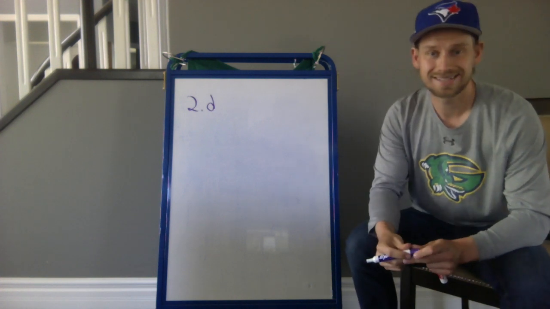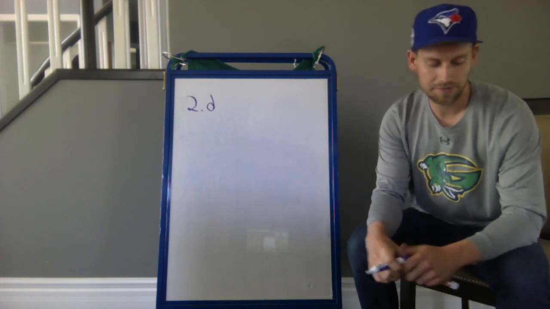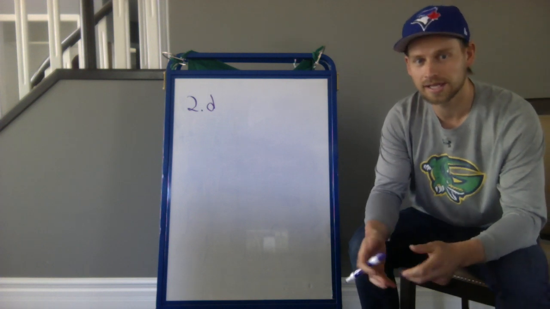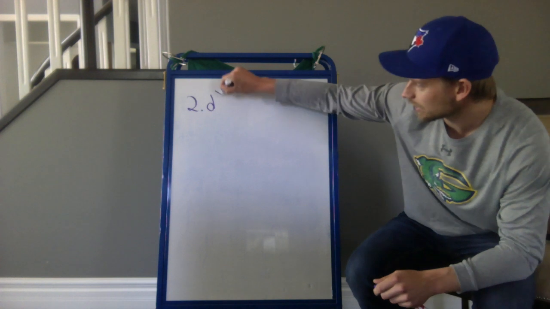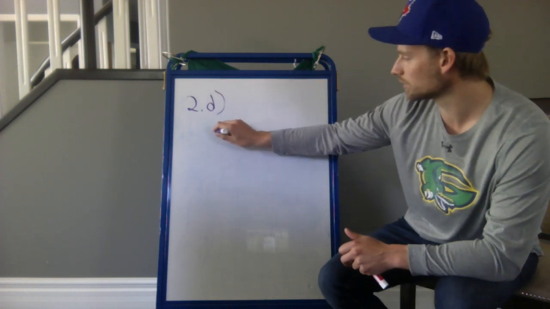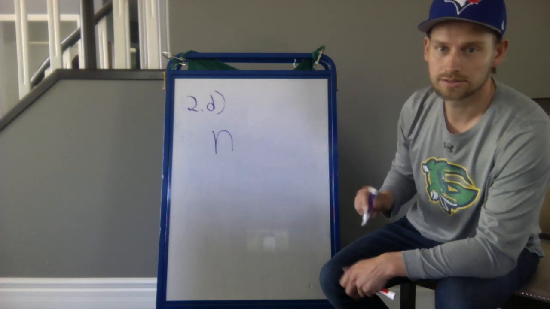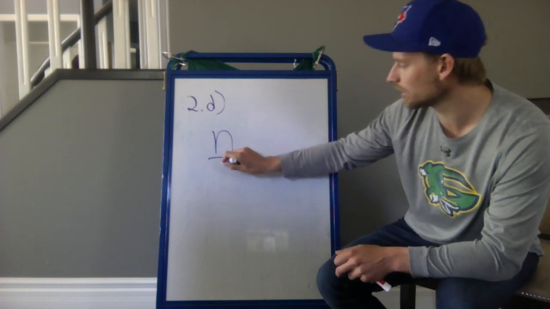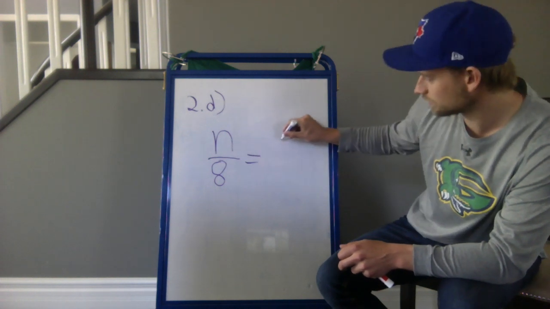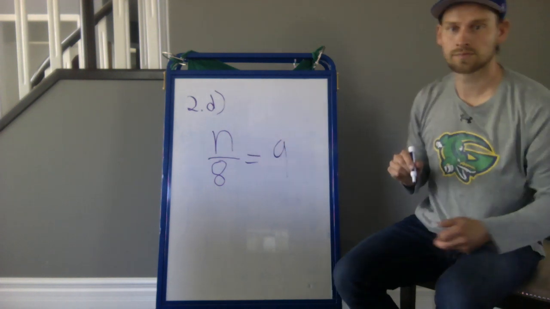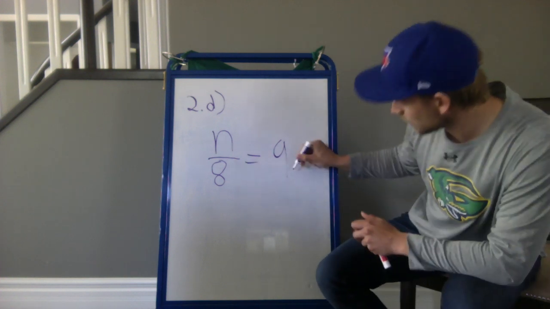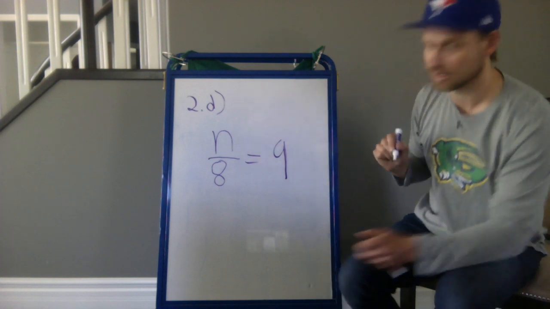So 2D says, a number divided by 8 is 9. How do I write that down? Well, let's start with what it says first. It says a number. So a number, n, divided by 8 equals 9. There's the first thing the question is asking. That's your equation. Number divided by 8, make that a little clearer, is 9.